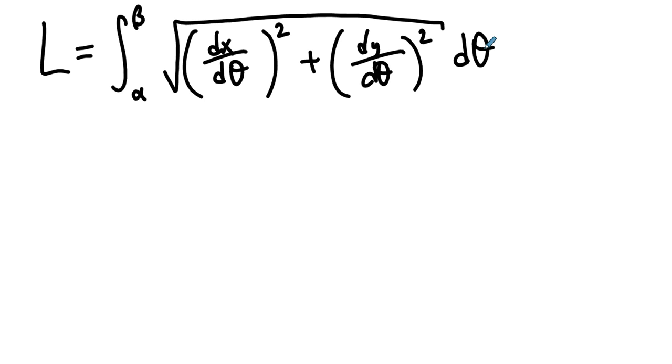When we graphed parametric curves, this is what we did. We took dx dt squared plus dy dt squared, big square root dt from a to b. Well, the only thing that's changed is that the parameter is now theta, and we go from alpha to beta because that's what thetas do. Well, what does that mean?